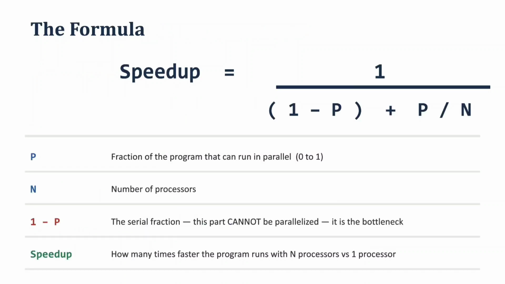The formula to calculate speed up is equal to 1 divided by (1 minus P plus P by N), where P is the fraction of the program that can run in parallel, N is the number of processors, and 1 minus P is the serial fraction. This part cannot be parallelized. It is the bottleneck. Speed up is how many times faster the program runs with N processors versus one processor.